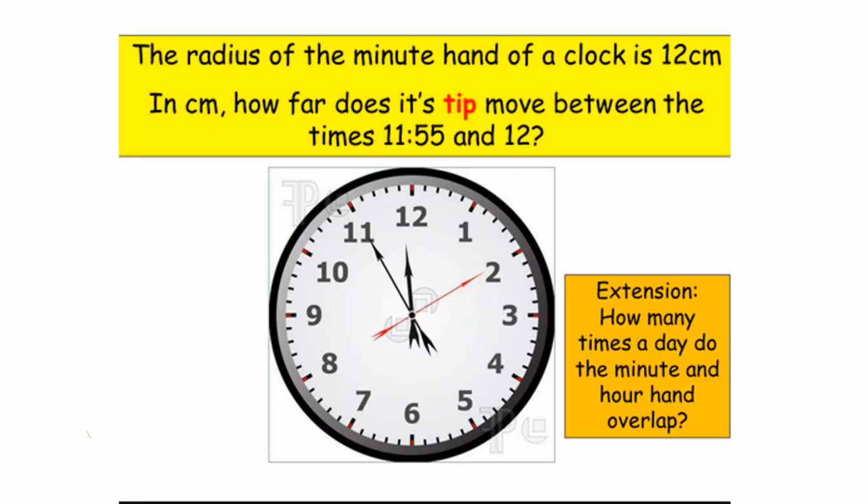So an example of where we might use today's lesson is if I were to give you the minute hand of a clock. It has a radius of 12 centimeters. I would ask a question like, in centimeters, how far does its tip move between the times of 11:55 and 12? After today's lesson, we will be able to solve this given example. If you wanted to take a second to try and solve it before we moved on, you could try that. But by the end of today's lesson, you should have enough knowledge to help you get through this specific example.